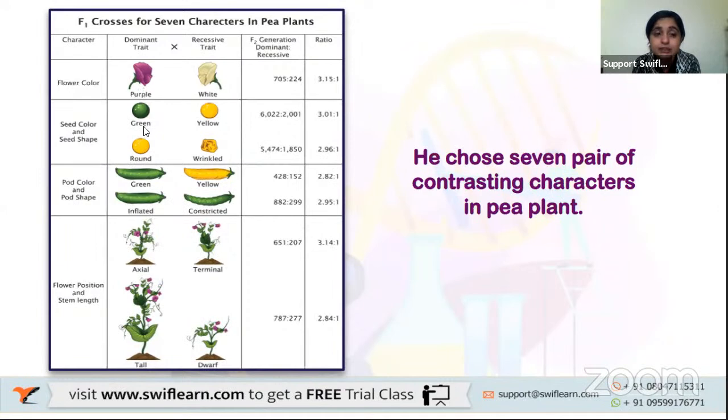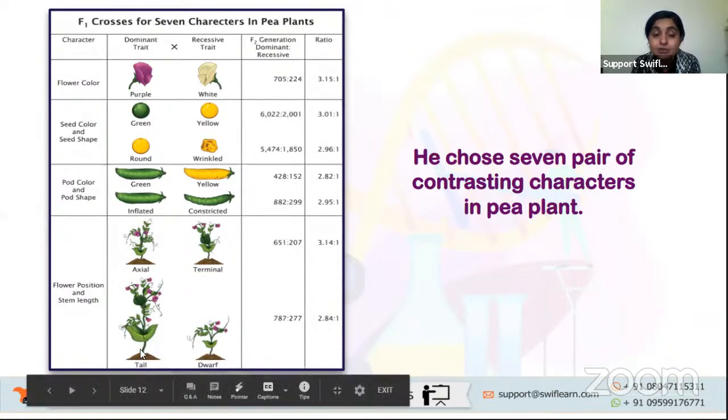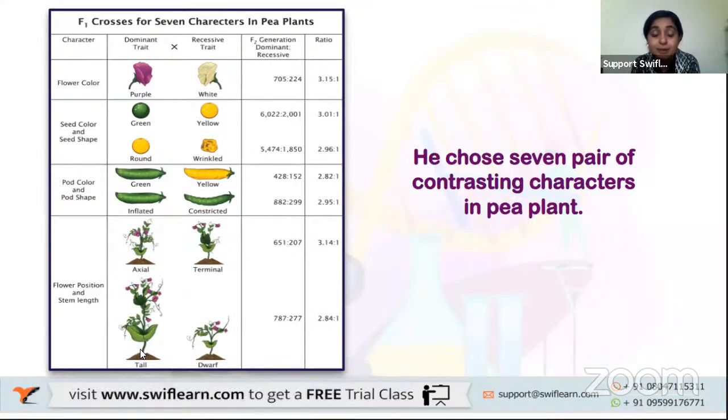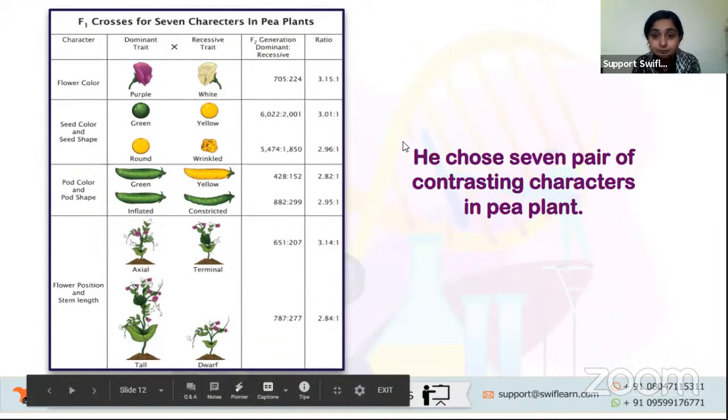that is purple in color, green and round. The pod color is also green and they're usually inflated. They are axial and tall, right? So these are the very, very important seven conditions which Mendel looked at while he was doing the experiment to know how they are going to pass the traits from one generation to the other, right?